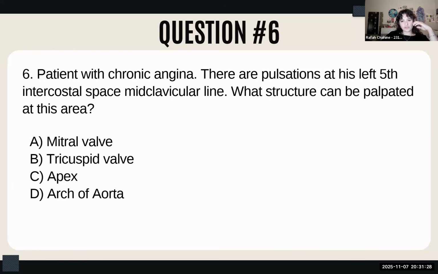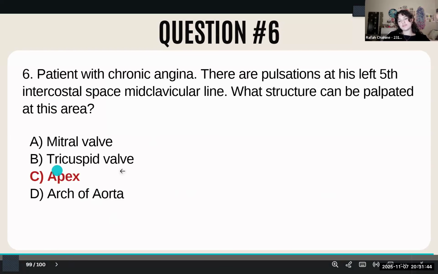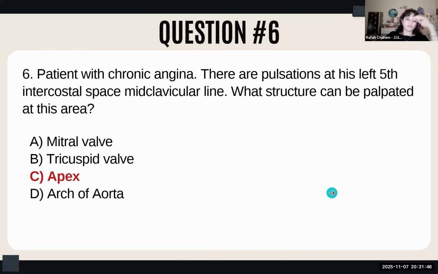And question number 6. Patient with chronic angina. There are pulsations at his left fifth intercostal space, mid-clavicular line. What structure can be palpated in this area? C. Yes, the apex of the heart. This is a very cute question coming from the College of Medicine. They write apex to try and confuse you, apex of the heart or of the lung, but obviously this is going to be the apex of the heart.